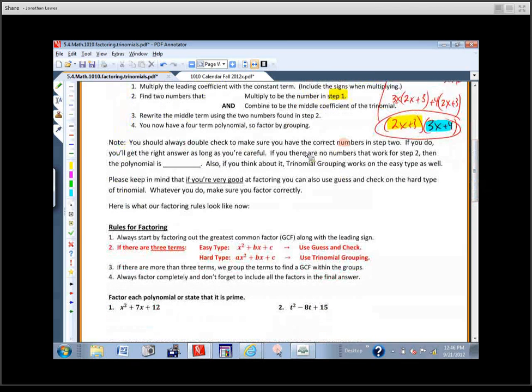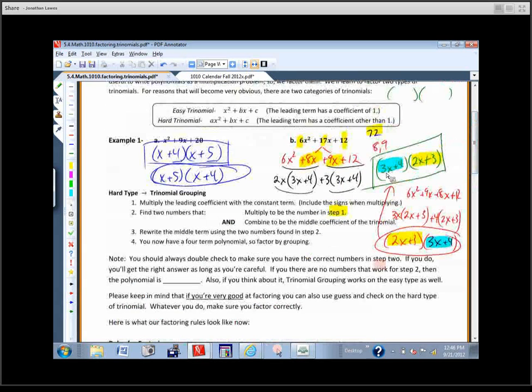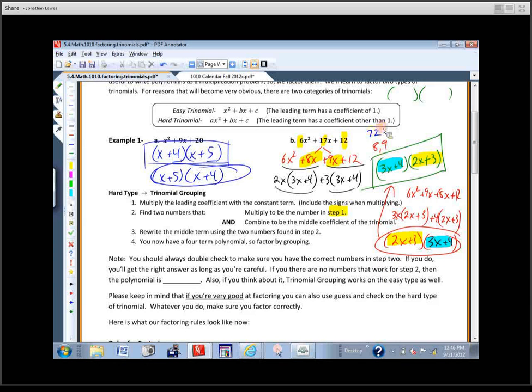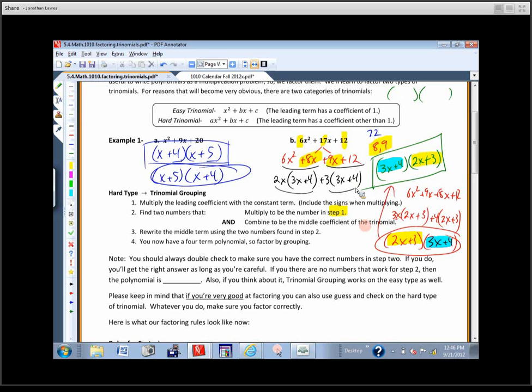Always double check and make sure you got the right number in step 1. Or actually step, what's that? Oh, step 2, right here. So make sure these are the right numbers. If you mess that up, you're going to get it wrong. There's no amount of a correct method that's going to improve your wrong numbers that you're putting in.